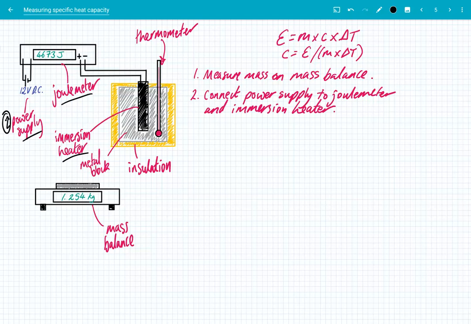This is so that the power supply can supply electrical energy to the immersion heater, which converts the electrical energy into thermal energy, which we're going to use to heat up our metal block. The joule meter's job is to record the amount of energy we're supplying.